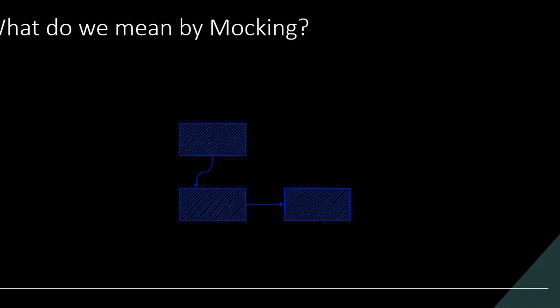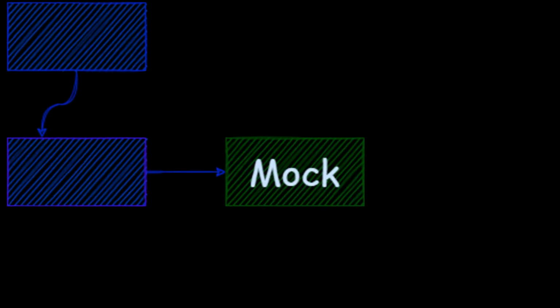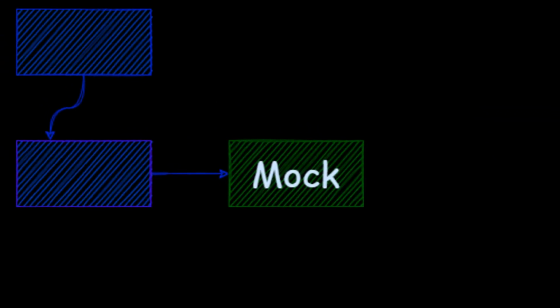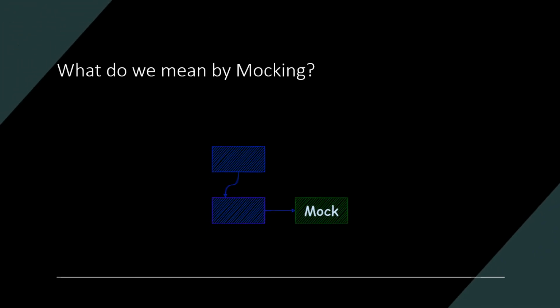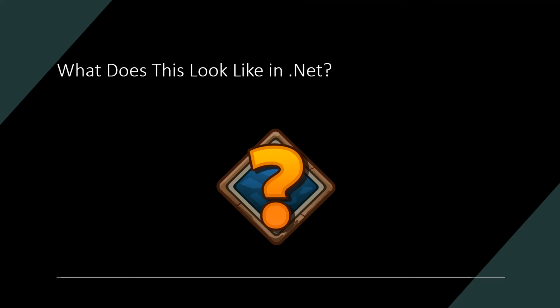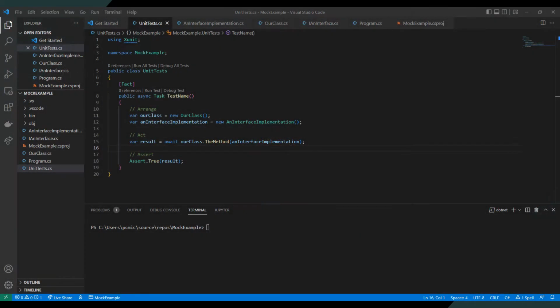The idea behind mocking is that you can replace parts of your code with alternate code that will allow the test to run without calling the code that is replaced. Let's start by looking at a simple test. The test is very simple, it just instantiates our class and then calls the method on the class. Let's see what happens when we run this test.